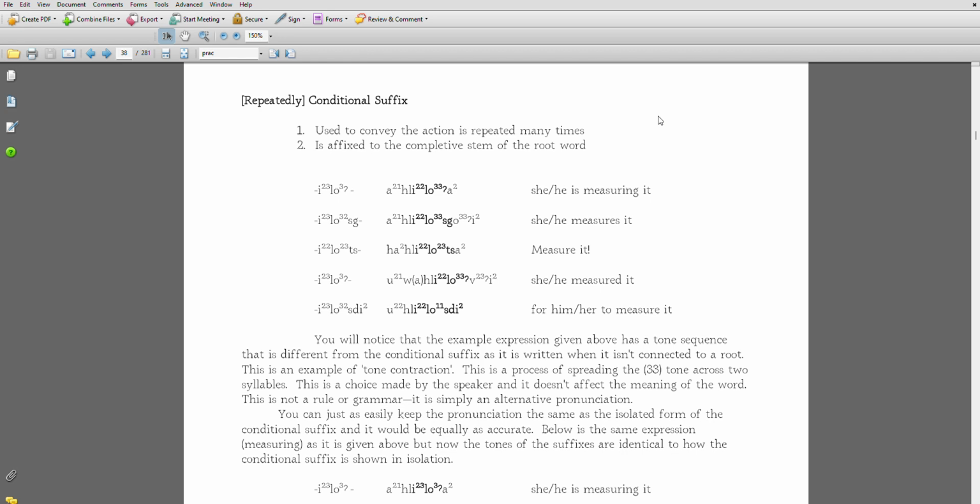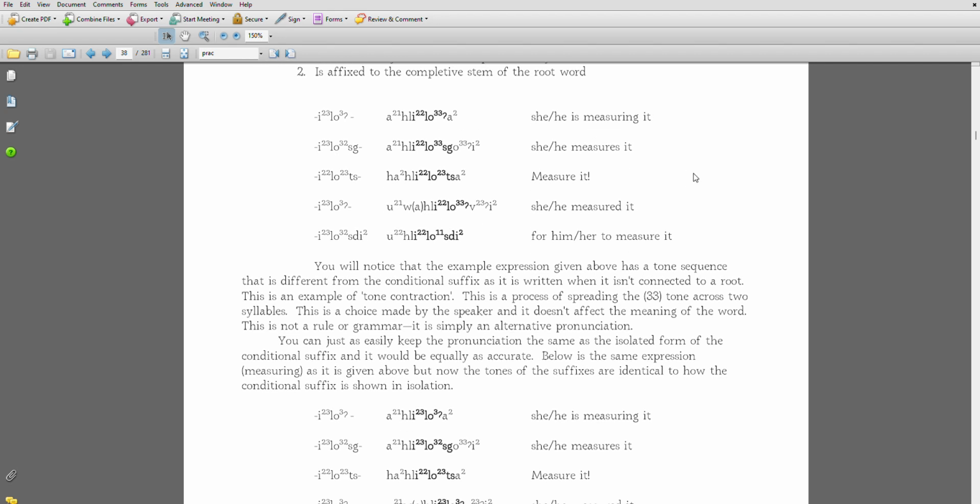Atliloa, he or she is measuring it. So that's like getting a good idea of what the amount of something is. So you generally have to do that over and over. Atlilo skoin, measures it. Hatliloja, measure it as a command. Utlilo ai, measured it. Utlilosti, for him or her to measure it.